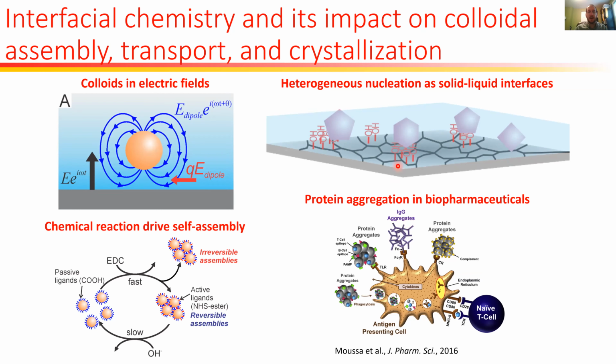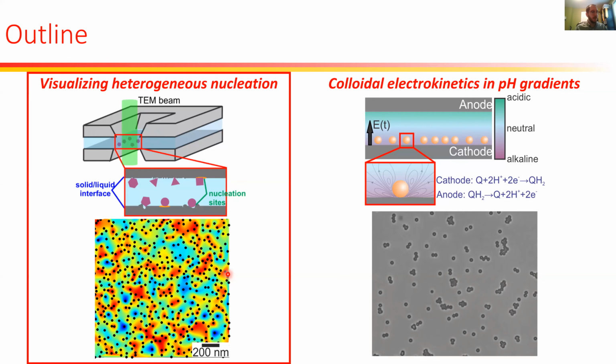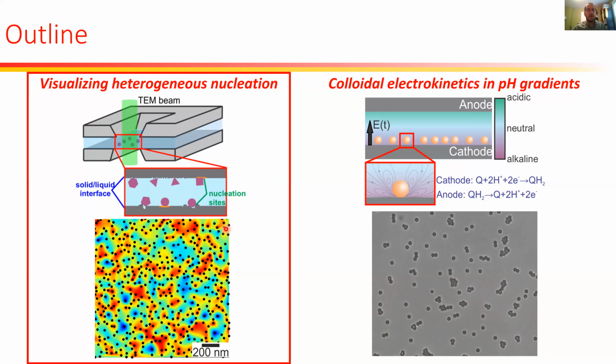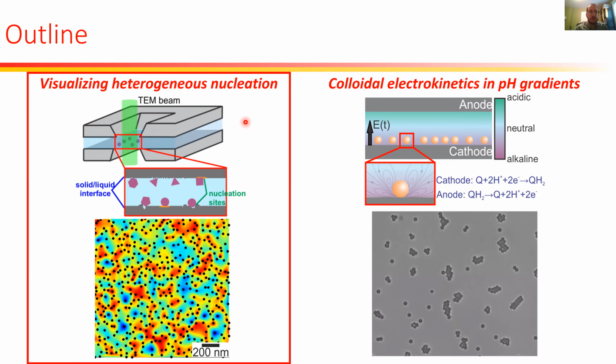So you can see this common theme among our research of thinking about how interfacial chemistry affects transport processes, assembly, and crystallization. Okay, so I'll talk about two of these today. Let me pull my timer up to make sure I don't go over too much. The first one I'll talk about is visualizing heterogeneous nucleation using a method which we specialize in, which is called liquid phase transmission electron microscopy. After that, I'll talk about some of our work in colloidal electrokinetics.